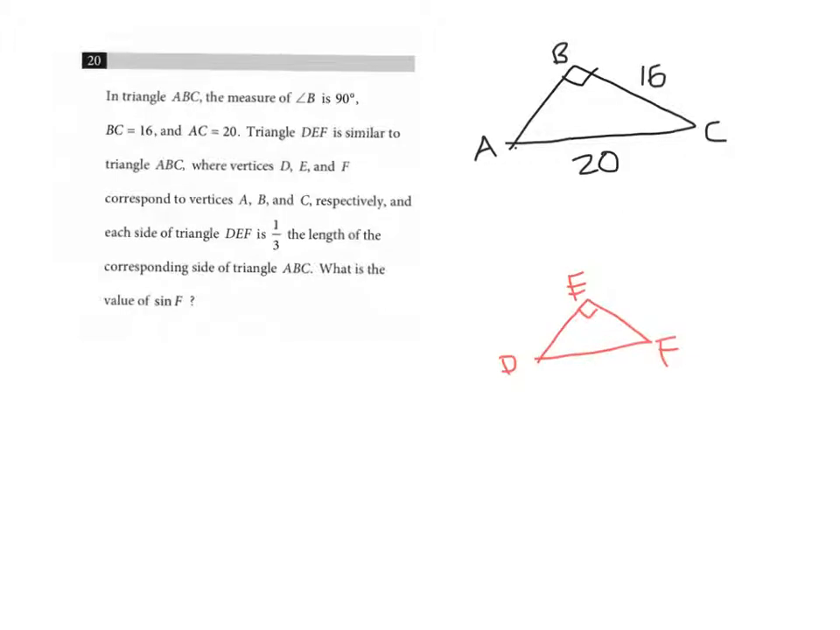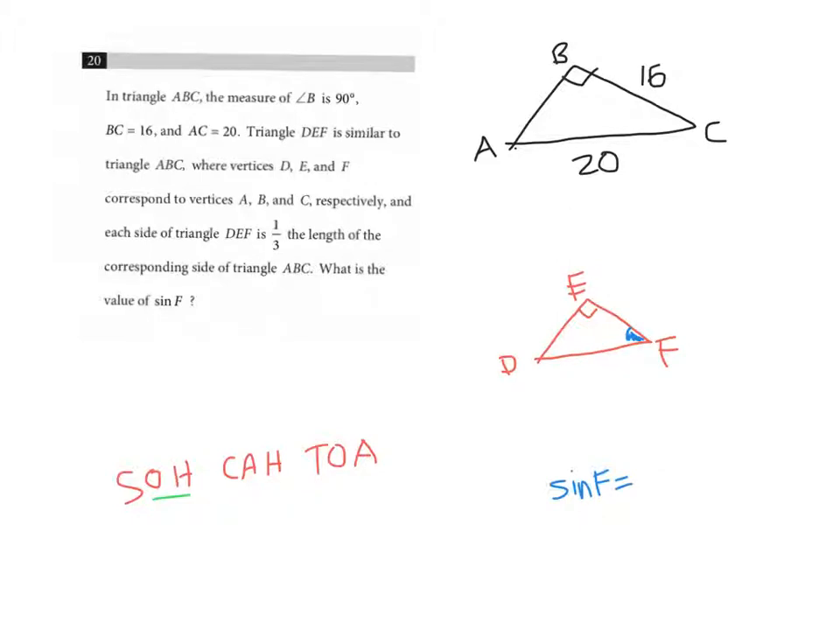Now they want, what is sine F? That's the angle F clearly, right? We want sine of the angle F equals what? Well, according to our trusty SOHCAHTOA, sine is always opposite over hypotenuse. So sine of F is going to be the opposite over the hypotenuse. In other words, the sine of F is going to be DE over DF, right?